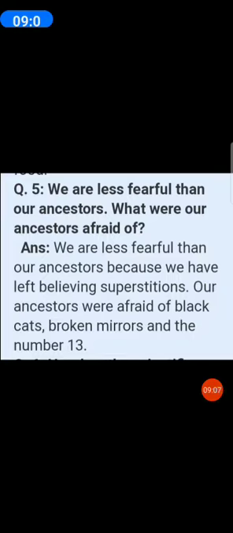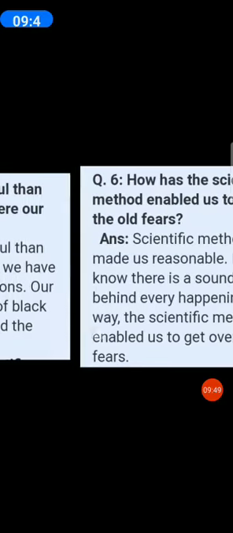We are less fearful than our ancestors because we do not believe in those kinds of superstitions. Our ancestors were afraid of black cats, broken mirrors, and the number 13. These are some of the superstitions which were prevalent in the past, and the people used to believe them. That is why they were afraid of these things. But today we are no more afraid of these things because we know that these are superstitions. There is no sound basis behind these fears, and these things are not to be afraid of. That is why we are less fearful than our ancestors.